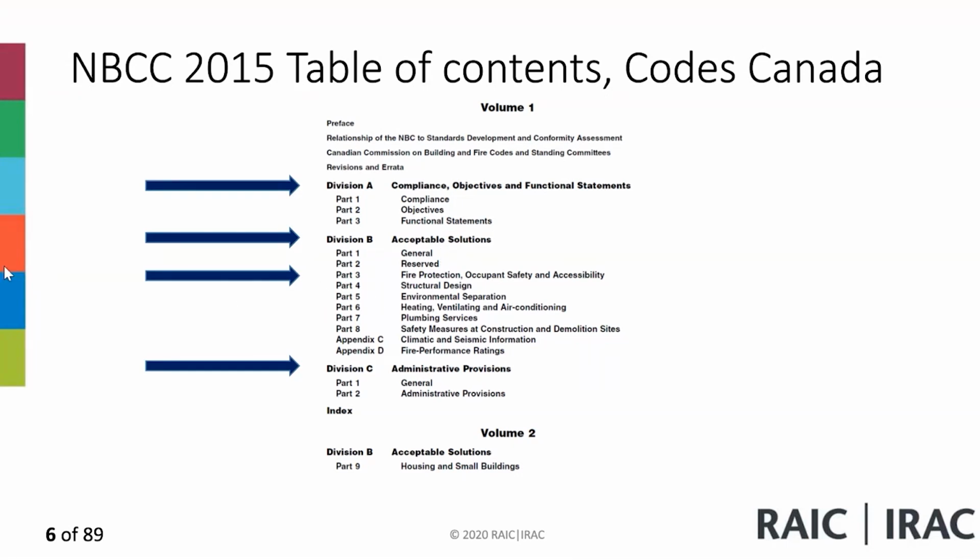Do not just go, if you want to go to fire protection and then occupant safety and accessibility, and you think everything related to fire safety is in there, that is incorrect. You really have to go to Division A, compliance. You have to go to acceptable solutions, general, and Part 3. As well, you can use some of the appendices. For Part 3, we're going to be using Appendix D related to fire performance rating.